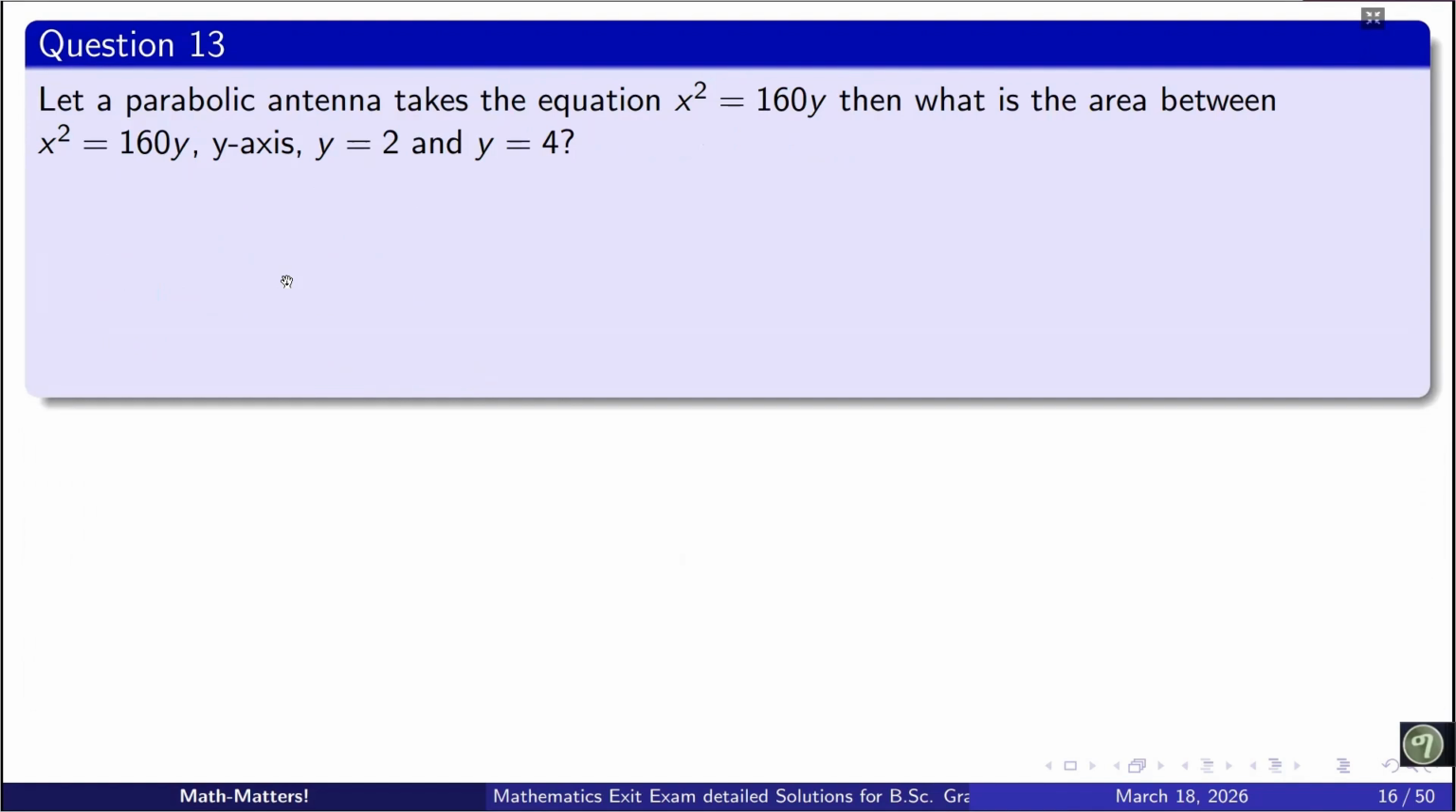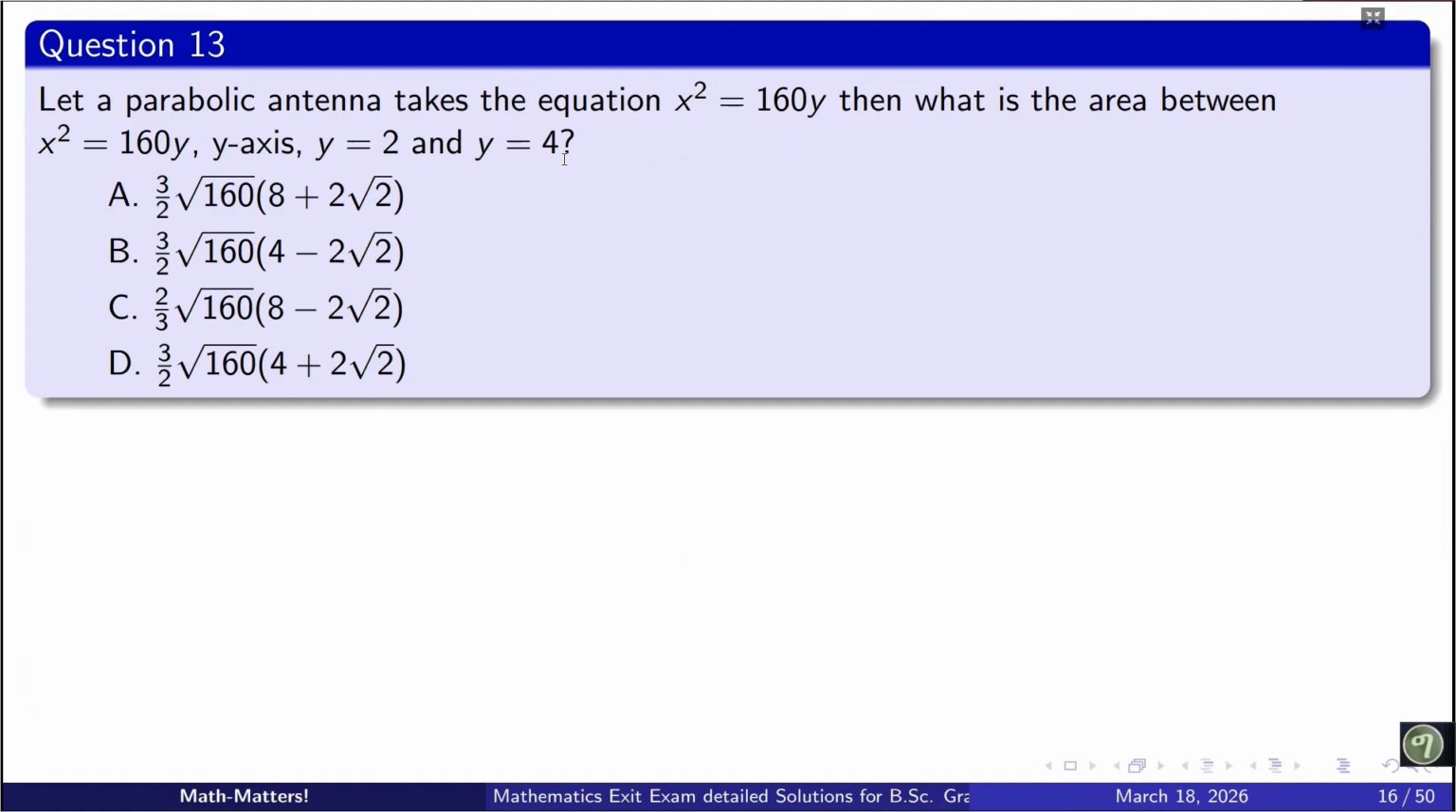Next, let a parabola antenna take the equation x squared is equal to 16y. Then what is the area between x squared is equal to 16y, the y-axis, y is equal to 2, and y is equal to 4? The alternatives are this one.